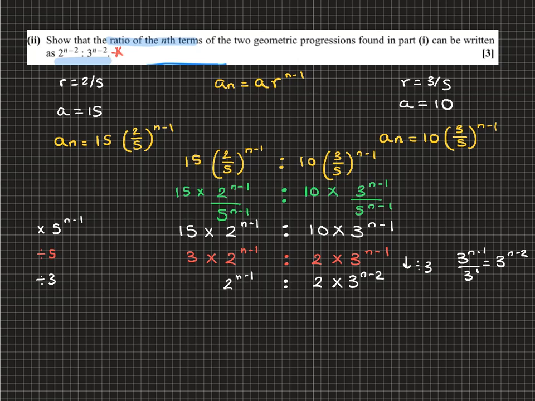I'm going to do something very similar to both sides. I'm now going to divide them both by 2. So on this side, we're dividing by 2. So again, you've got 2^(n-1) divided by 2^1. Subtract your indices, so you're left with 2^(n-2). And on the right-hand side, the 2 disappears, so you're left with 3^(n-2). And here is your ratio, as required.